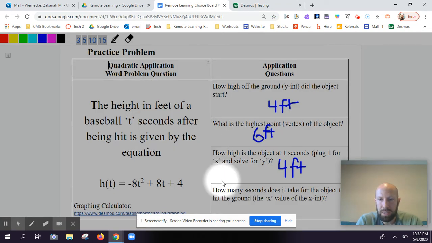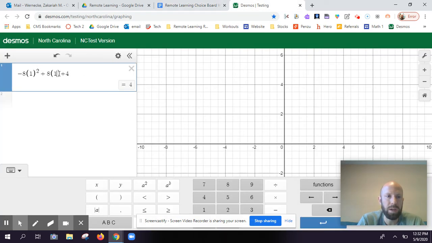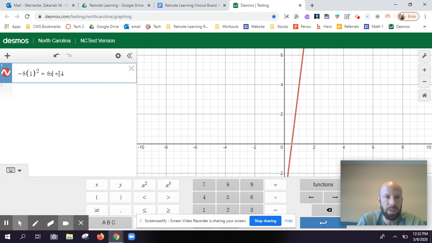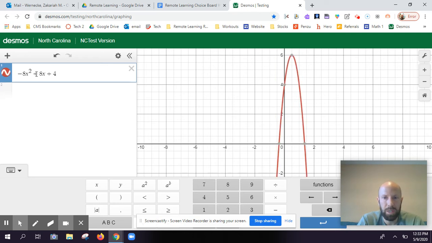The last question is how many seconds does it take for the object to hit the ground? So we're going to go back to the original problem that we had. I'm now getting out the ones, substituting the x back in. Here we go. The baseball again is starting here. It is going to be going all the way down. And here is when it finally reaches the ground.